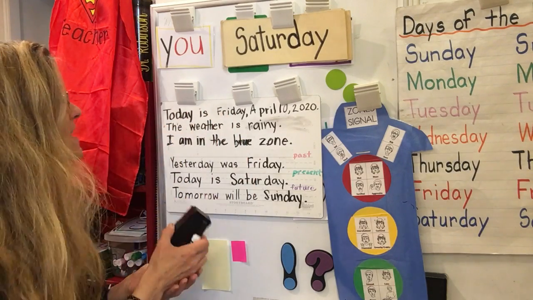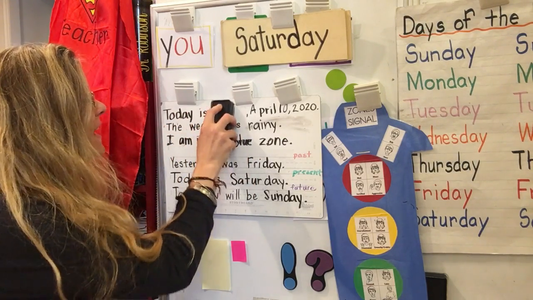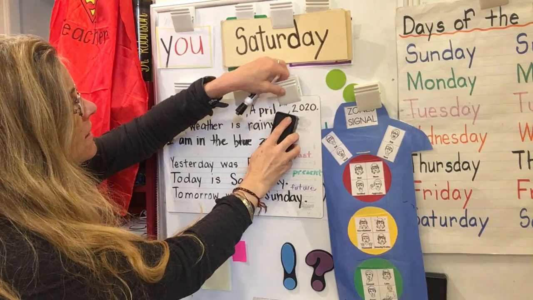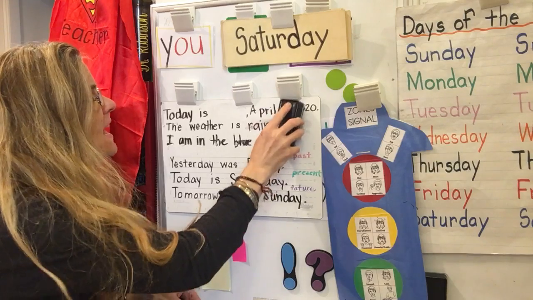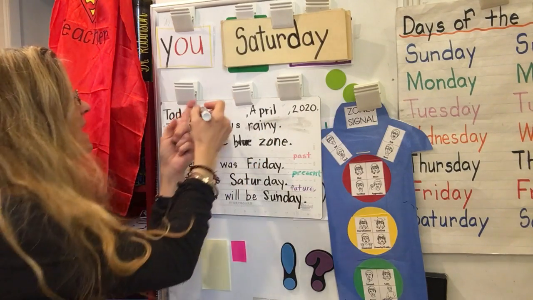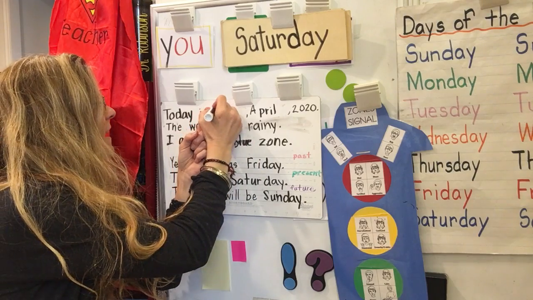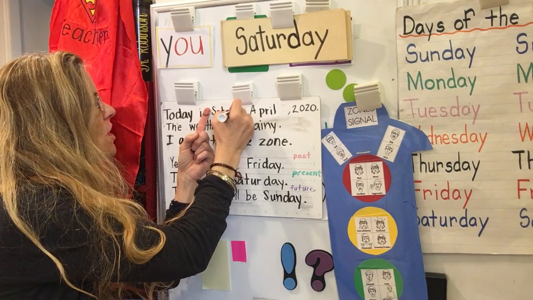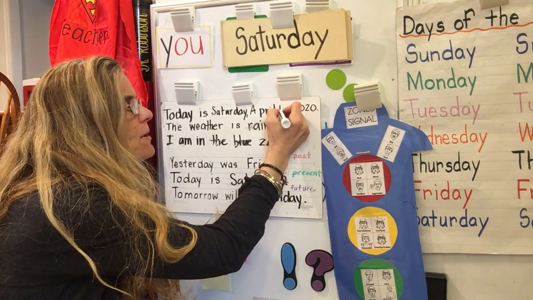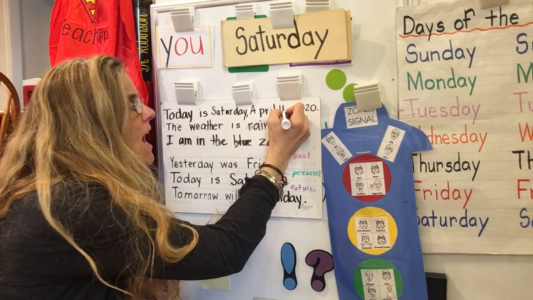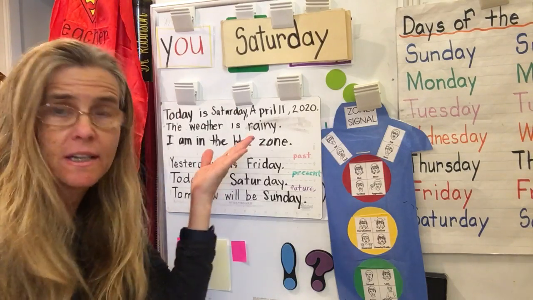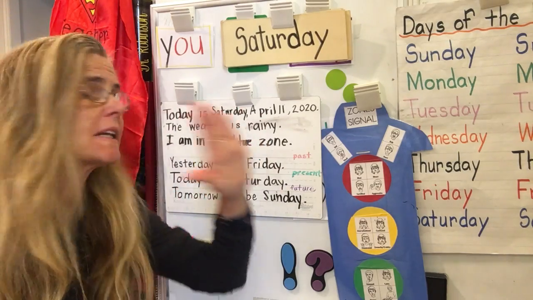All right, today is not Friday, so I'm going to eliminate that information. It still is April, but it's not the 10th anymore. It's one more than 10, and it's still 2020, so I'm not going to eliminate that. Today is Saturday, capital S-A-T-U-R-D-A-Y. April 11th. I put a 1 in the tens place, and I put a 1 in the ones place, but I have to put the 1 in the tens place first to write it correctly.